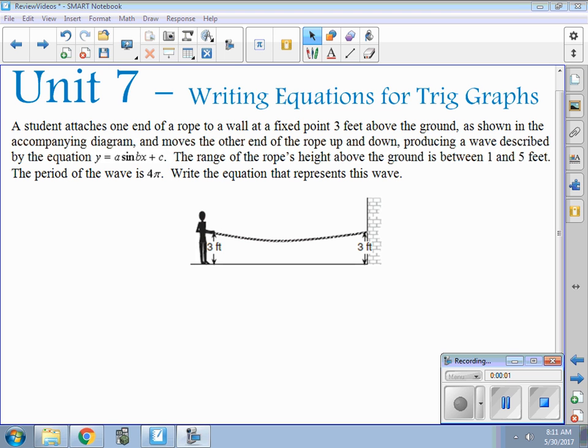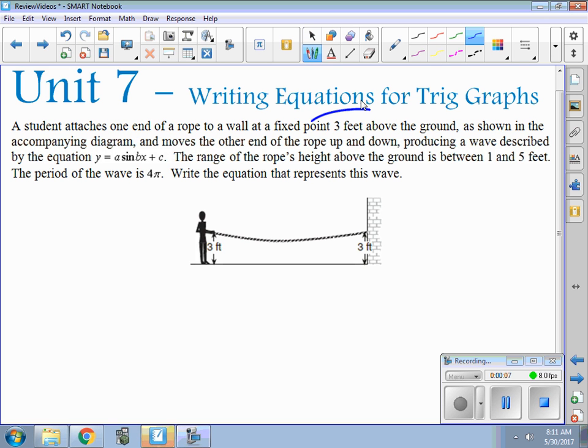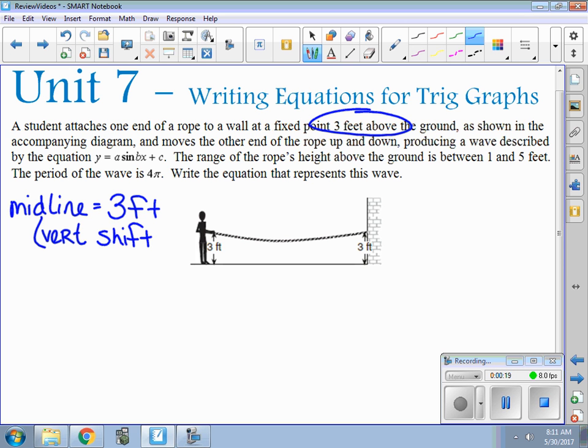Okay, so we're writing an equation for a tree graph here. It says a student attaches one end of a rope to a wall at a fixed point 3 feet above the ground. So this 3 feet above the ground right here, I'm going to start with that being the midline because that's that fixed line. Remember, the midline is the same thing as the vertical shift.